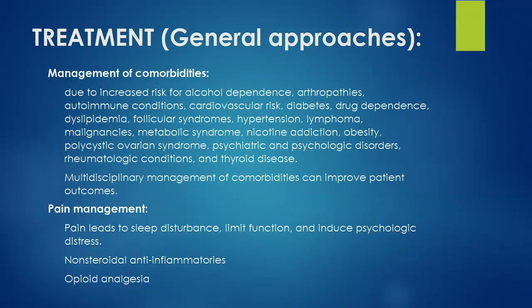Management of comorbidities. Patients with HS may be at increased risk for alcohol dependence, arthropathies, autoimmune conditions, cardiovascular risk, diabetes, drug dependence, dyslipidemia, follicular syndromes, hypertension, lymphoma, malignancies, metabolic syndrome, nicotine addiction, obesity, polycystic ovarian syndrome, psychiatric and psychologic disorders, rheumatologic conditions, and thyroid disease. Multidisciplinary management of comorbidities can improve patient outcomes.